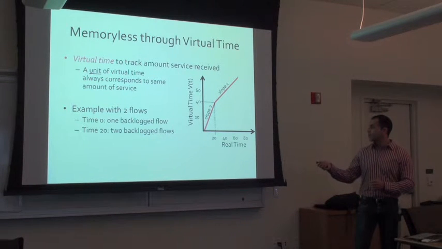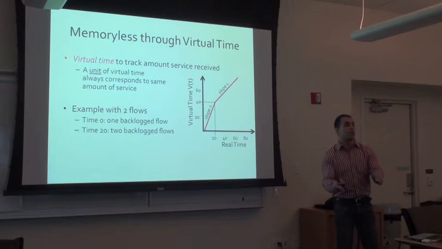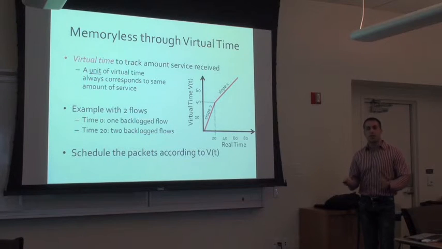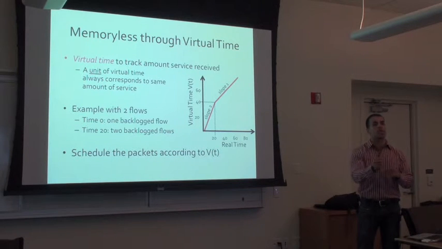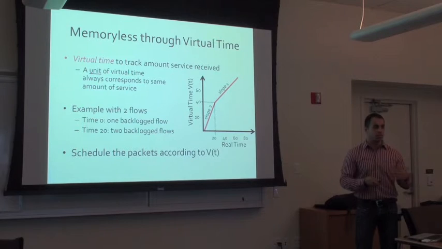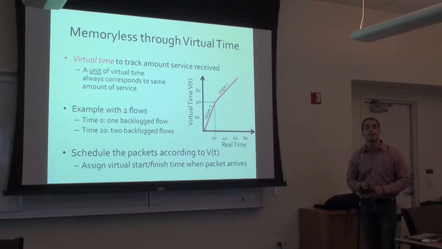It says that at time 20, you're actually where you would be at time 40 if you had your dedicated one. And what these systems, weighted fair queuing, did is they schedule packets according to this virtual time. So when a new packet came in, they would adjust the starting time and finish time so that it would match the actual service that the system has received. So we would eliminate this memoryless problem that we had with the memory.